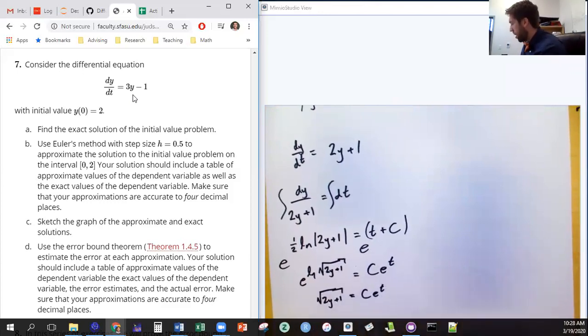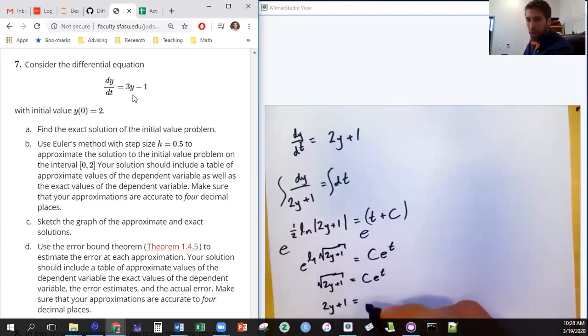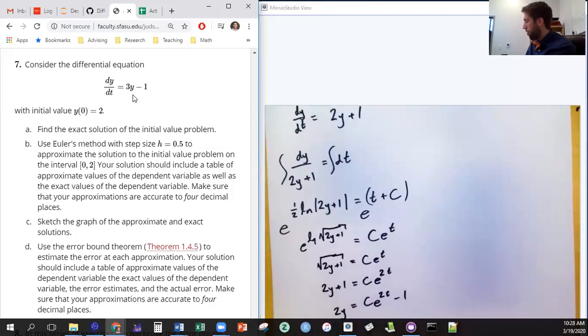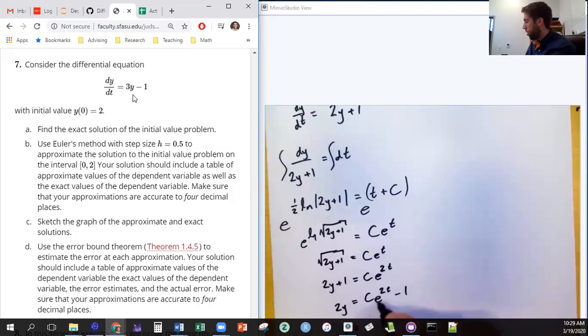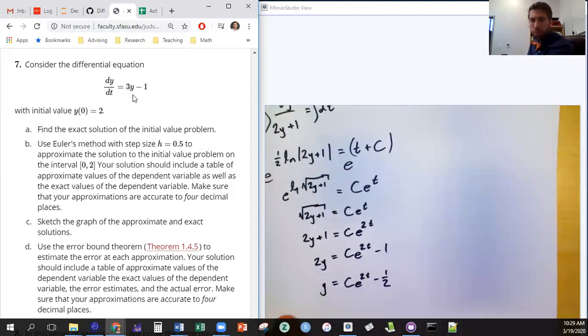So then square both sides. So then 2y plus 1 equals, well, C squared is just a new unknown constant, e to the 2t, and then subtract 1, C e to the 2t minus 1, and then divide by 2. So y equals, then C divided by 2 is just a new constant, e to the 2t minus 1/2. You see that? All right. So I solved for that.